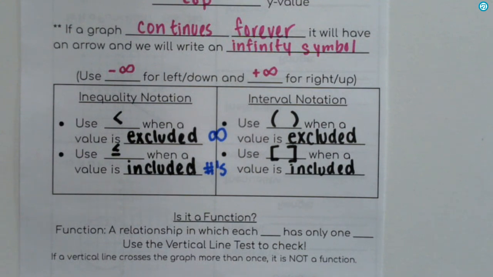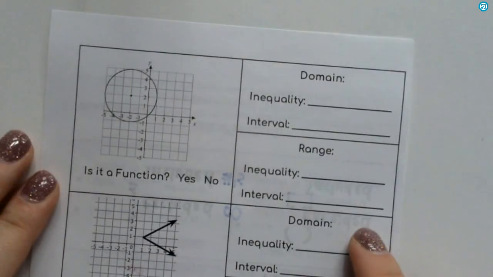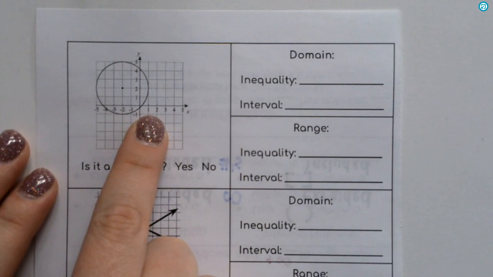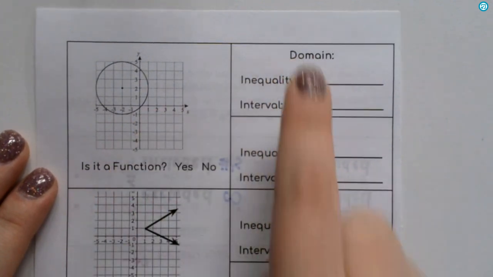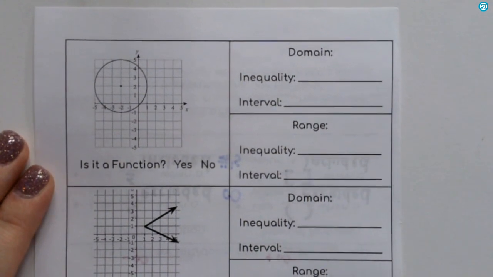Okay, now you can go ahead and flip this. We'll come back to, is it a function? So we are going to be looking at graphs, and we are going to be listing our domain and our range in these two different forms.